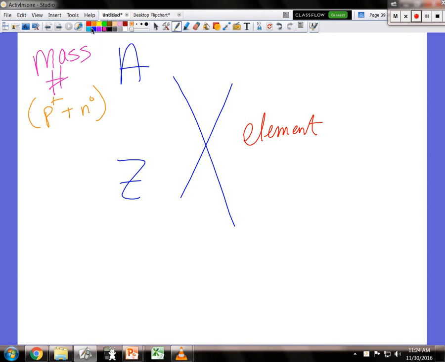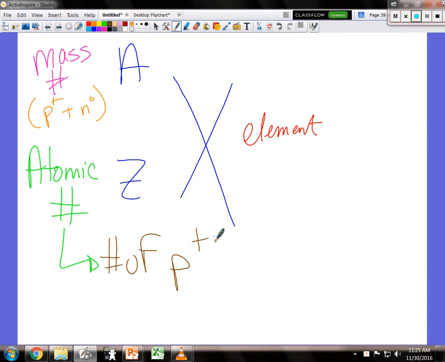But Z is the important part here. Z is the atomic number. And what does the atomic number also represent? Very good. The number of protons, and where are the protons? In the nucleus. So the number of protons in the nucleus. So now, we know that Z specifically refers to the number of protons in the nucleus.